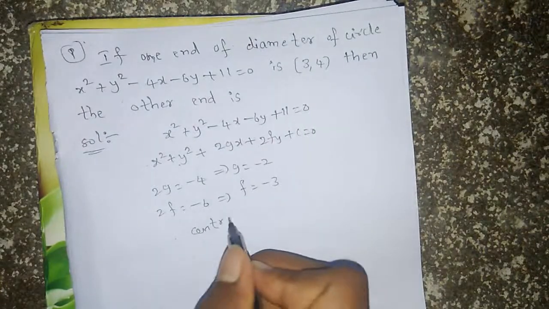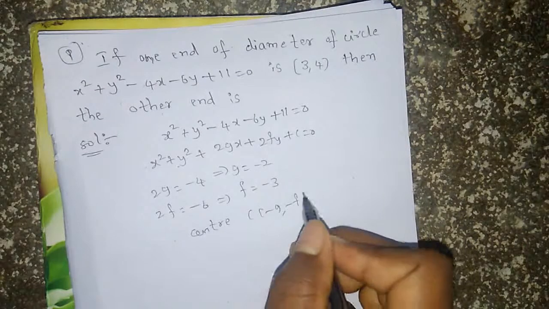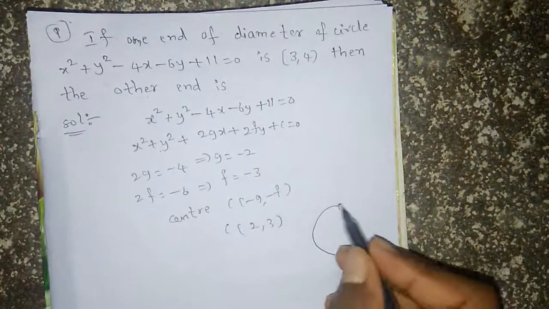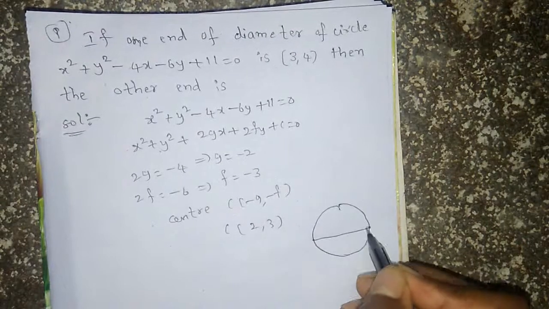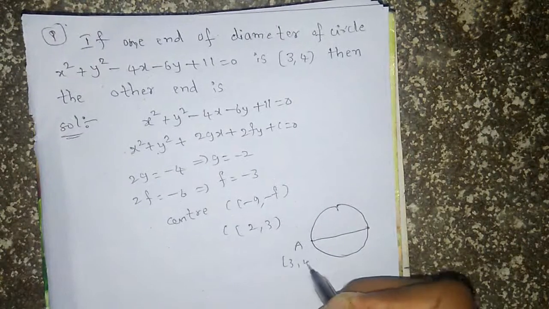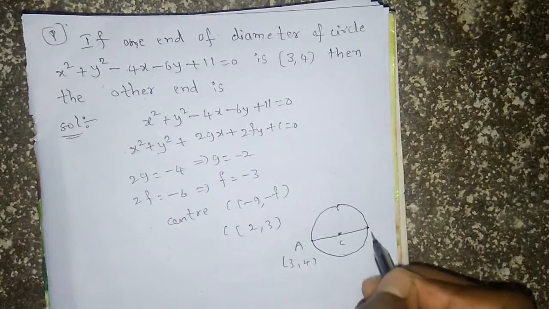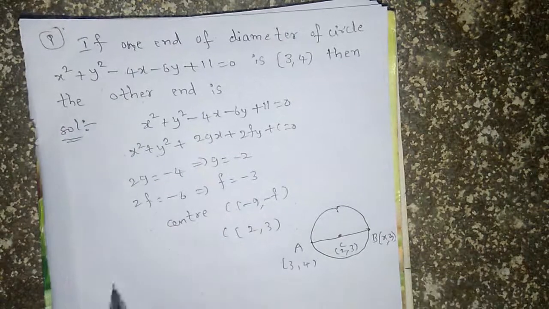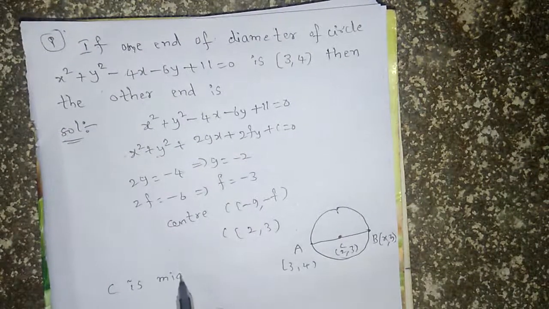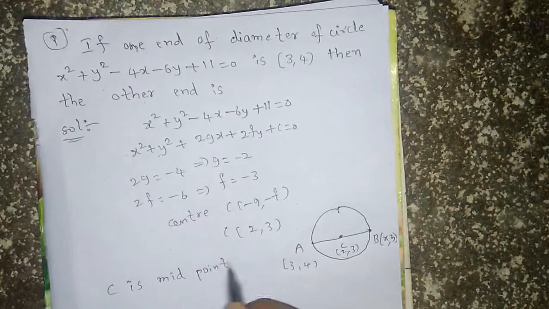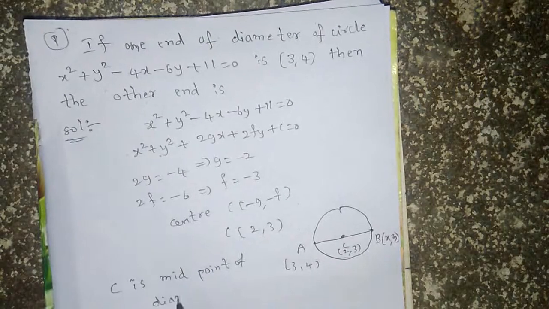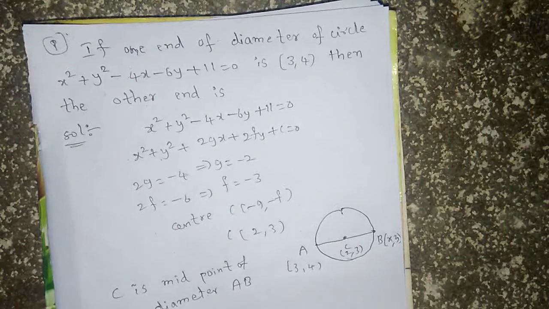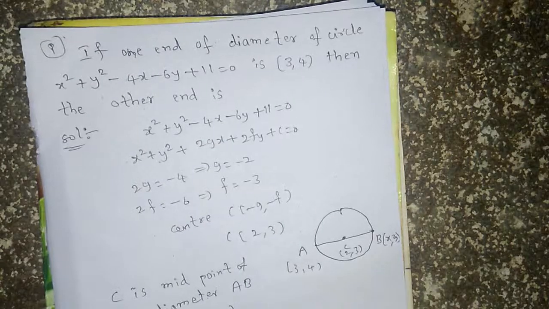2f is equal to minus 6 implies f is equal to minus 3. Center of the circle is, center C is minus g comma minus f, that is 2 comma 3. So here given one end of the diameter 3 comma 4 is given. We need to find the other end x comma y. C is 2 comma 3. C is midpoint of diameter AB. A is given 3 comma 4. Let B is x comma y.